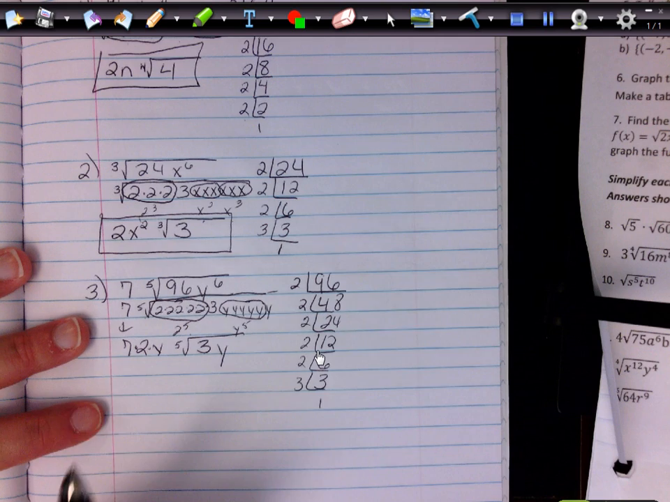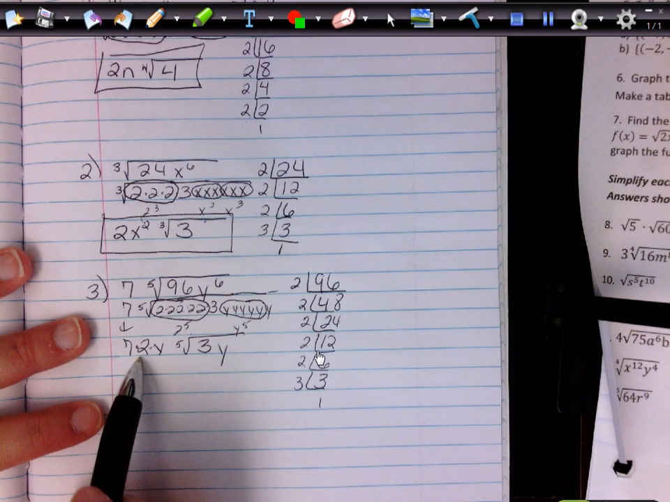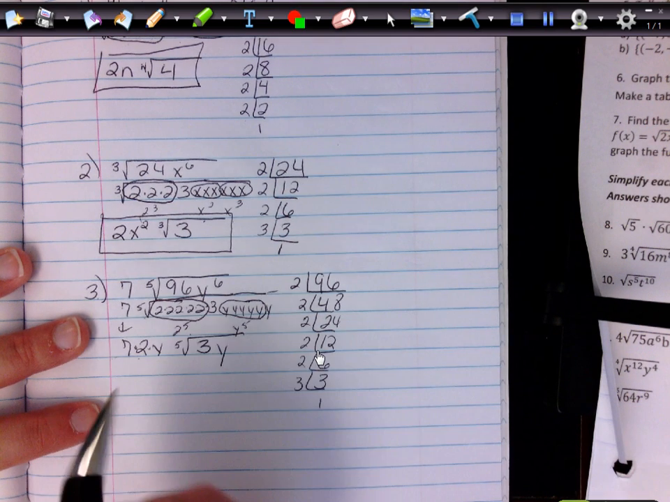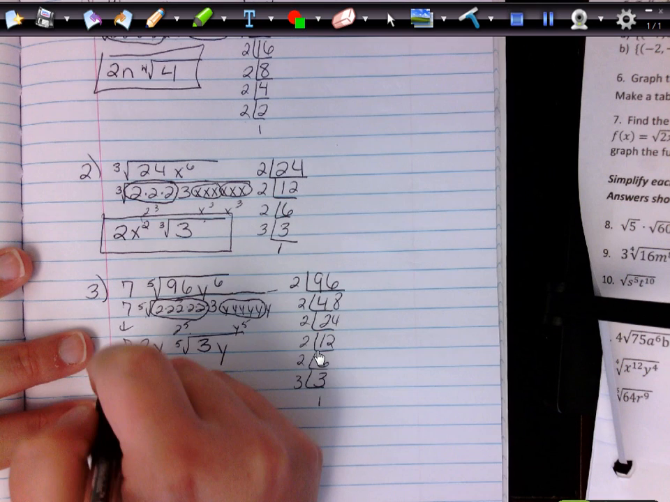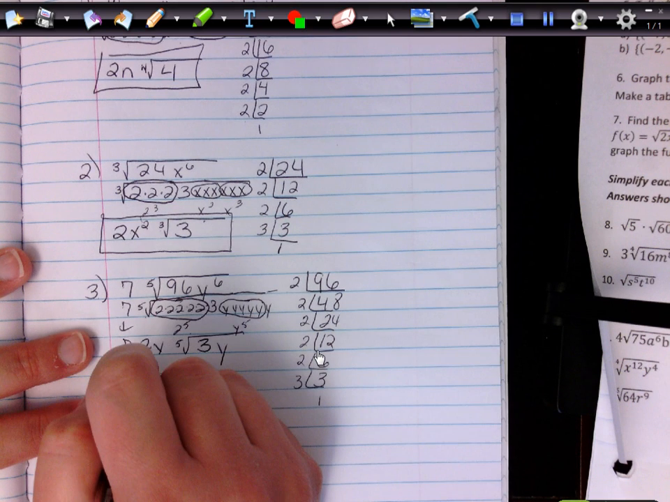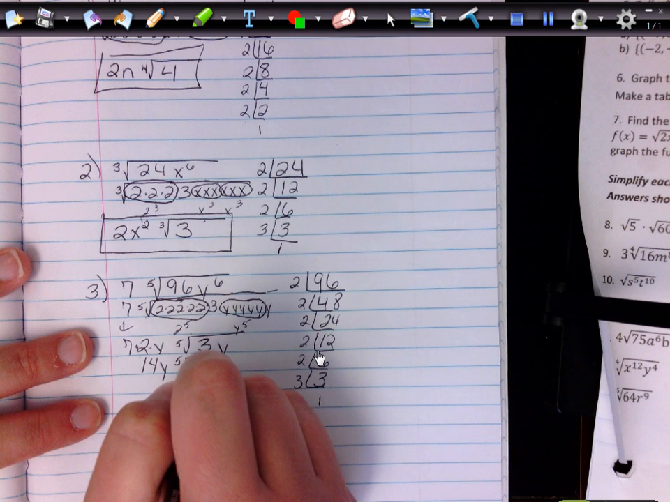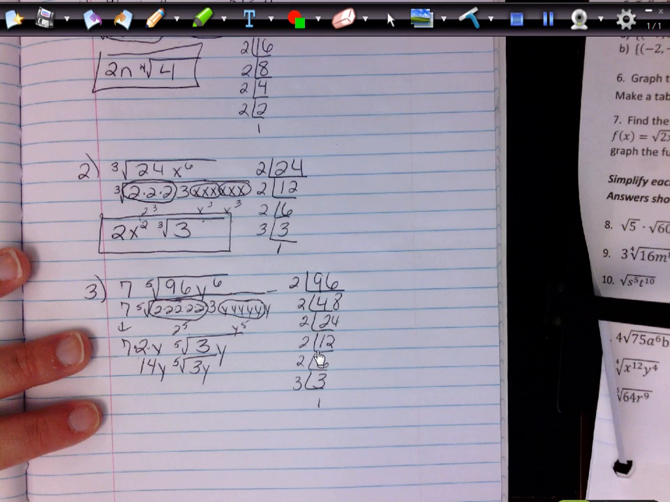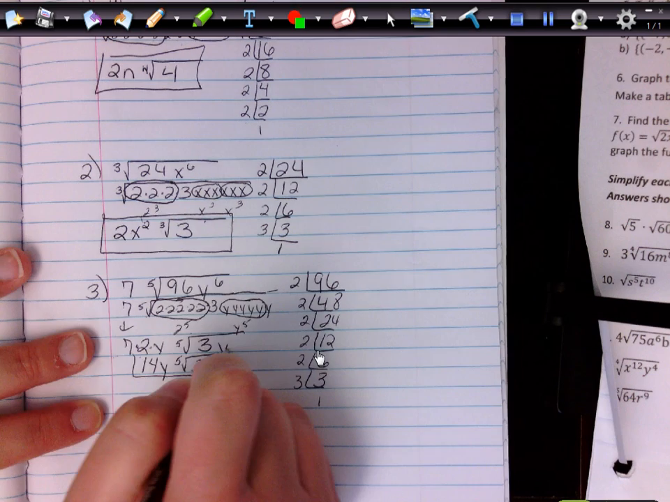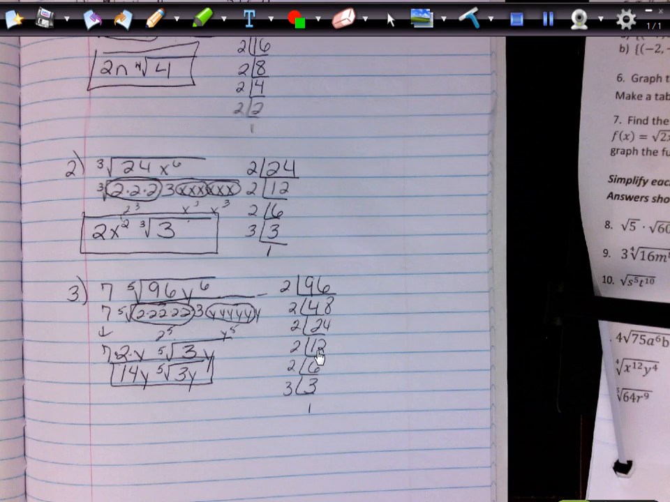So now I'm going to multiply the 7 times the 2 that I brought out, because whatever I bring out to the front, I multiply by whatever's already there. 7 times 2 is 14, so I have 14y, 5th root of 3y. That is my final answer. Please make sure you have all of that work down before you move on.